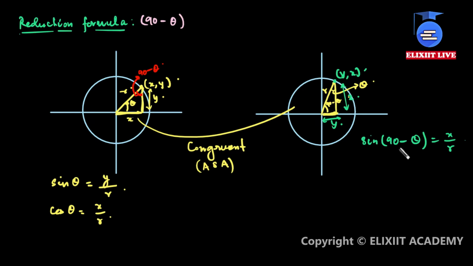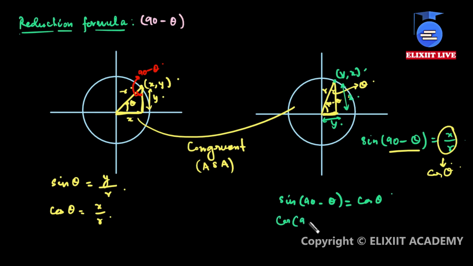So gradually over here, sine 90 minus theta is actually x by r, which is nothing but cos theta. This is the reason why you're getting sine 90 minus theta is actually cos theta, and cos 90 minus theta, all of you know this thing, is actually sine theta. Okay. So once you know sine 90 minus theta and cos 90 minus theta, you all can derive tan 90 minus theta also.